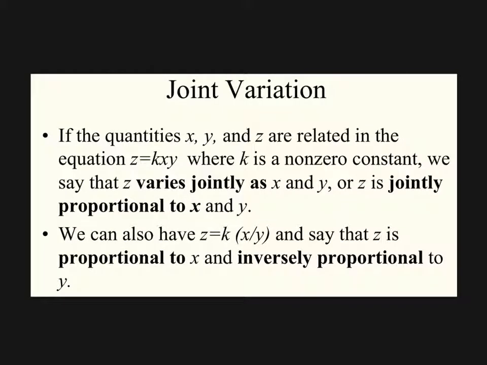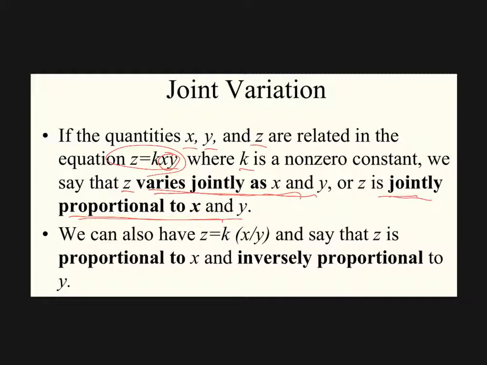Joint variation is just going to be a way to involve more variables. So you'll have quantities x, y, and z. You'll notice that there are 3 variables as opposed to 2 variables in a constant of proportionality. So you have x and y together over here. And so what we're going to say is that k is non-zero, and we would say that z varies jointly as x and y, or z is jointly proportional to x and y. So I would grab this equation and these statements and put those in your notes.